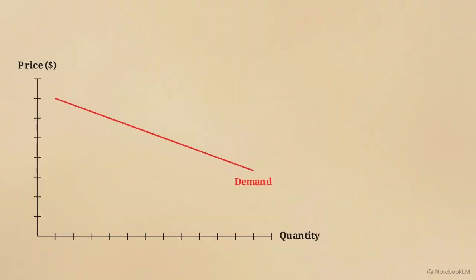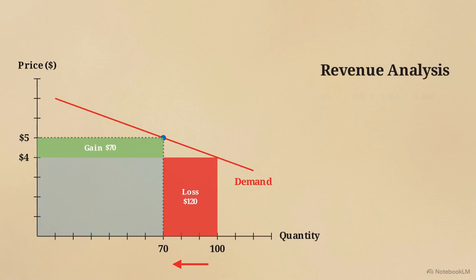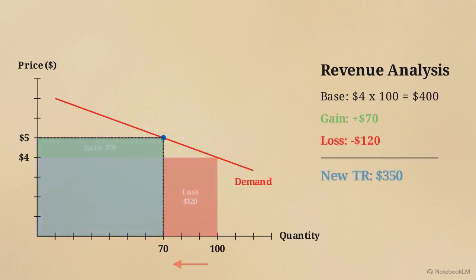We plot our starting coordinate on the flat curve, establishing our initial revenue box. When we push the price up just a little bit, the coordinate slides far to the left. The resulting drop in quantity sold is massive. Comparing the areas, we get a thin horizontal strip of green gains, entirely overshadowed by a massive wide block of red losses. We can verify this mathematically. Our starting box was $4 times 100 units for $400. After the price hike, we gain $70 on the units we still sell, but we lose $120 from the buyers who walked away. The new total falls to $350.